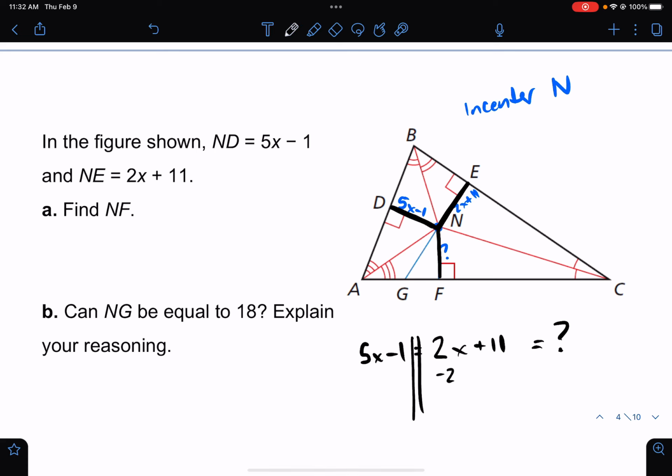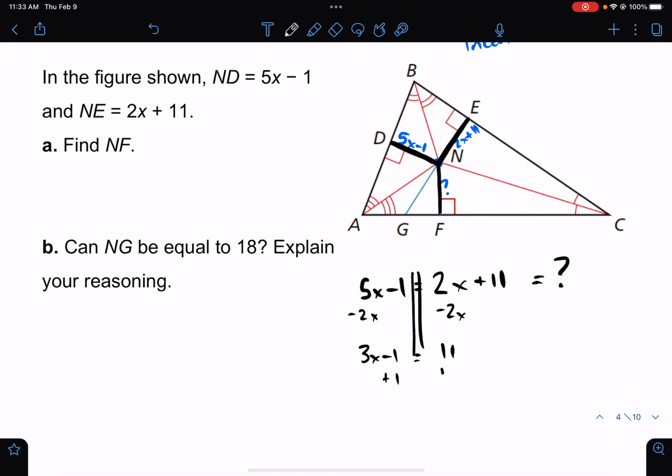I'm going to subtract 2x over here and get 3x minus 1 equals 11. Then I'm going to add 1 to move that over there. So 3x equals 12. And then I'm going to divide by 3 so that I know x is equal to 4. Now, x is 4. Please don't tell me that this length is 4 because that length isn't x. All I know right now is that x is 4. But I can use that to figure out what this length is or what this length is.